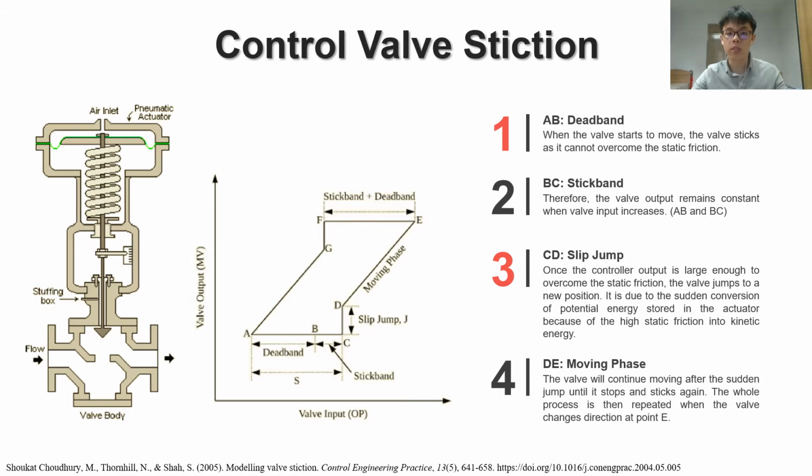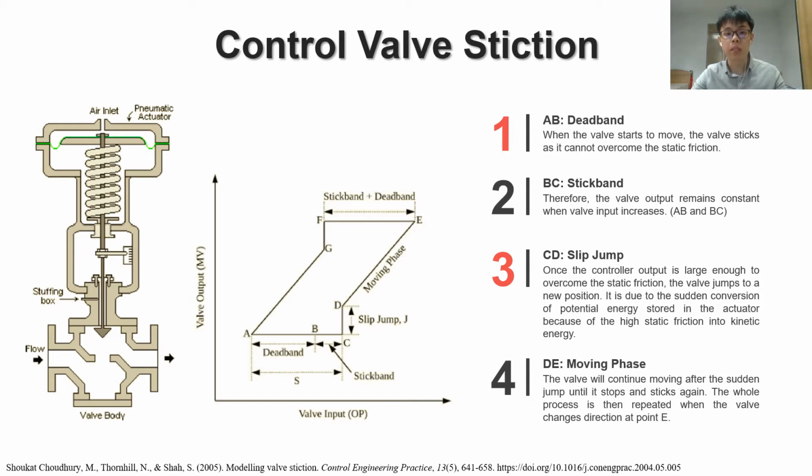Forces that are present inside the control valve include the air pressure that comes from the air inlet, the elastic force provided by the spring, and the frictional force between the stuffing box and the valve stem. The position of the valve stem is determined by the balance between these three forces. The static force or stictions occurs when the valve stem movement is under the static phase.